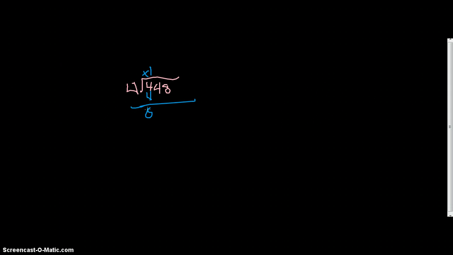Now bring down a 4, and how many times does 4 go into 4? Well, that is easy. Let's say 1 time. 1 times 4 is 4. Now we have to bring down an 8. Okay, so that's a 0. Bring down the 8.